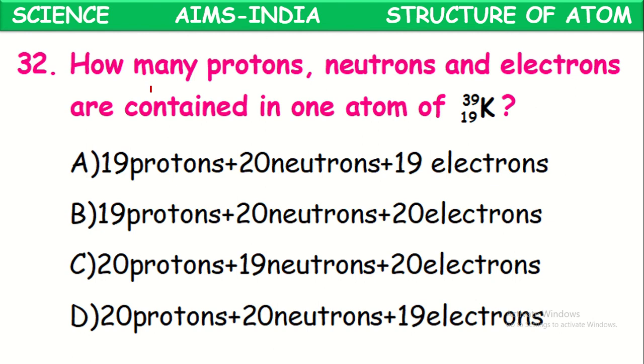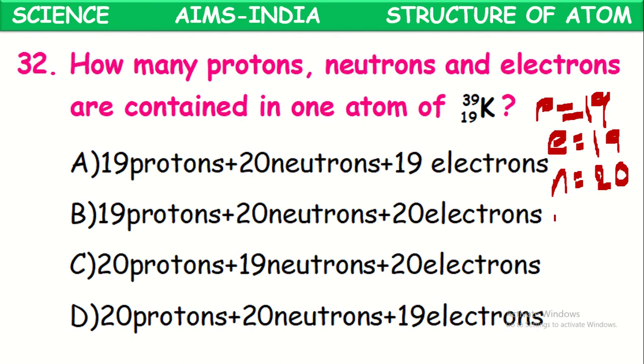How many protons, neutrons, and electrons are contained in one atom of potassium 39? The atomic number is mentioned as 19, so protons should be 19. And as it is a neutral atom, electrons also should be 19. Next, the number of neutrons is the difference between the mass number and atomic number, that is 20.